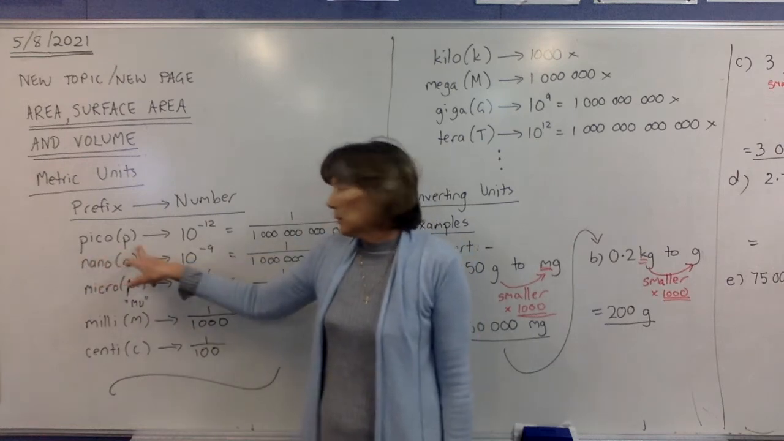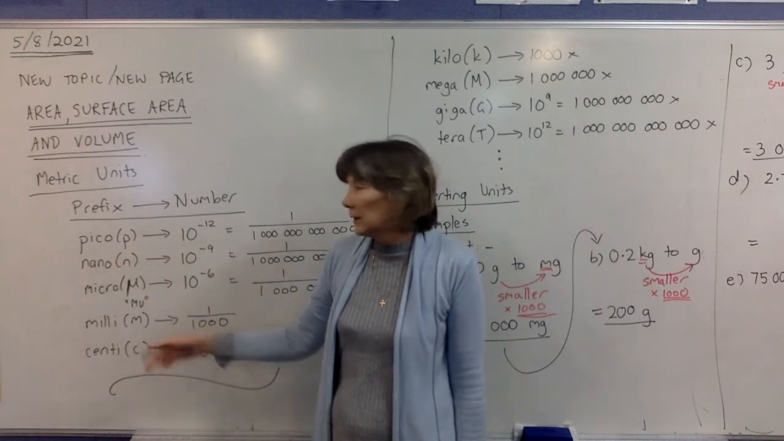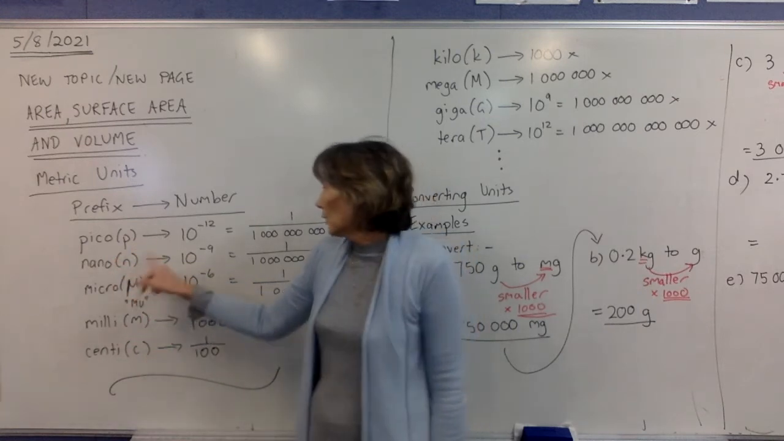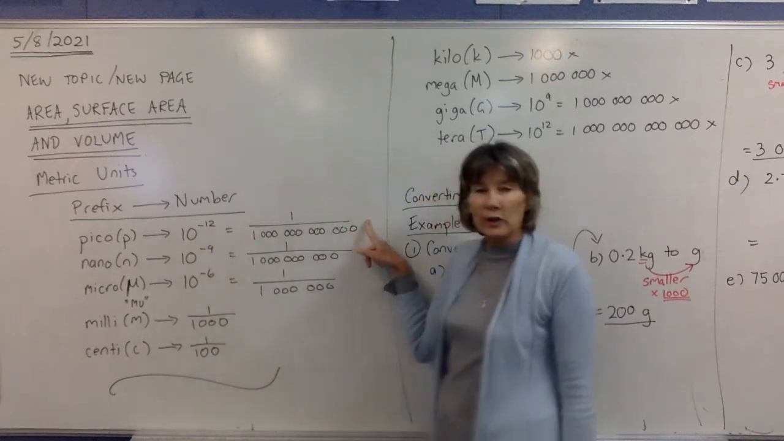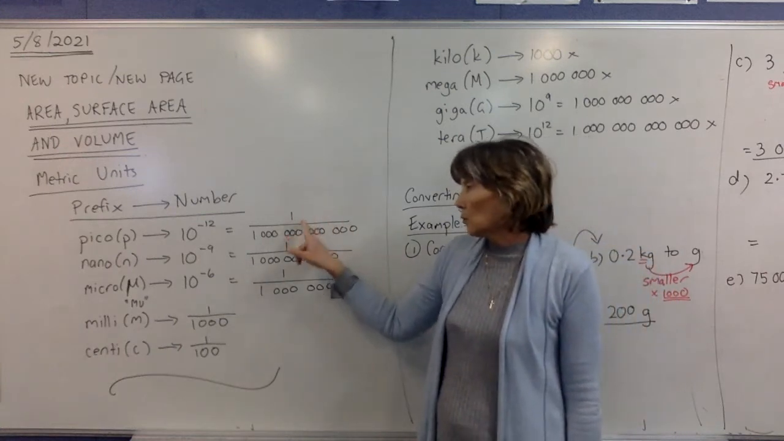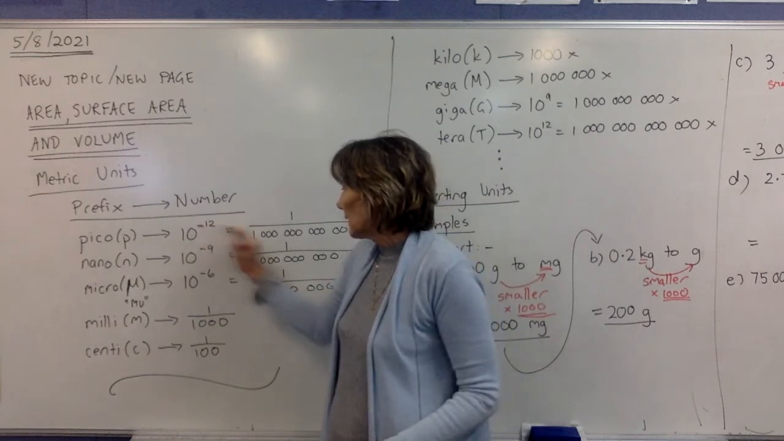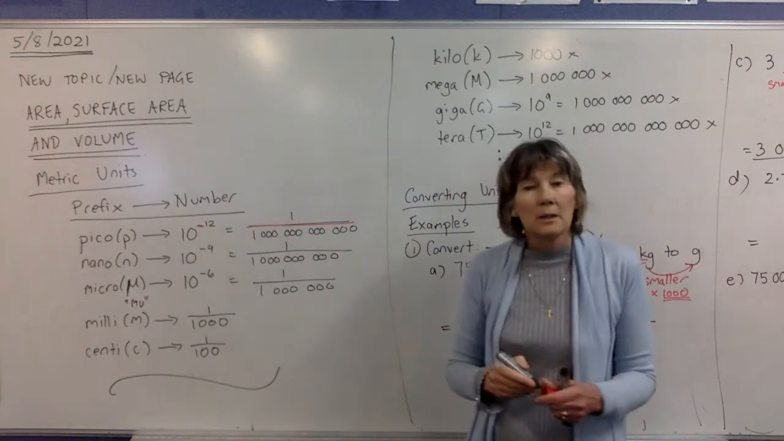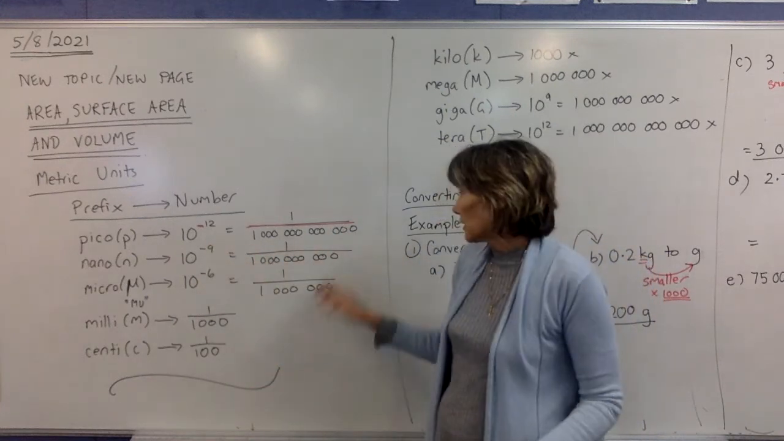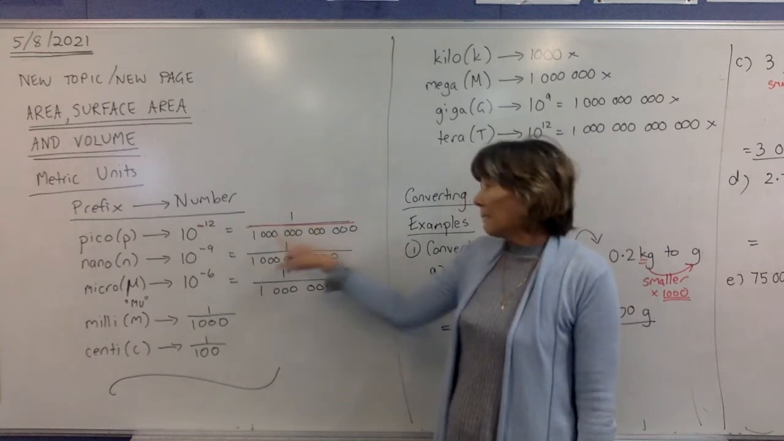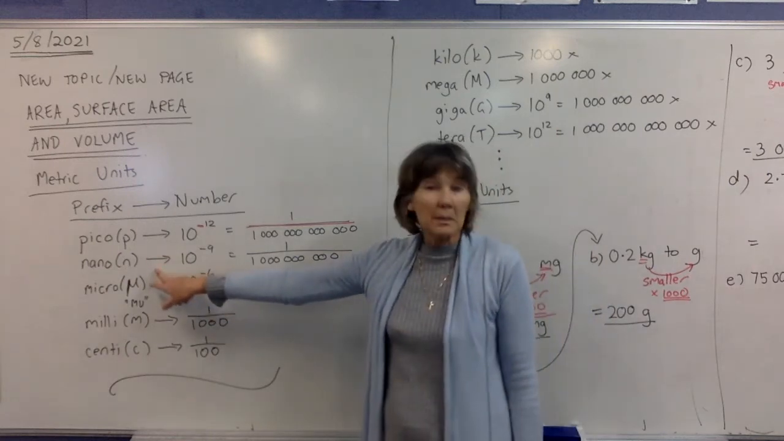So we've got pico, which has a little letter P as a prefix. If it was a picometre, it would be PM. Pico means 10 to the power of minus 12. What that looks like as a fraction is 1 over, because remember that minus sign is a fraction bar. So it's 1 over 10 to the power of 12, which is a 1 with 12 zeros. So it's 1 million millionth. Very, very small.